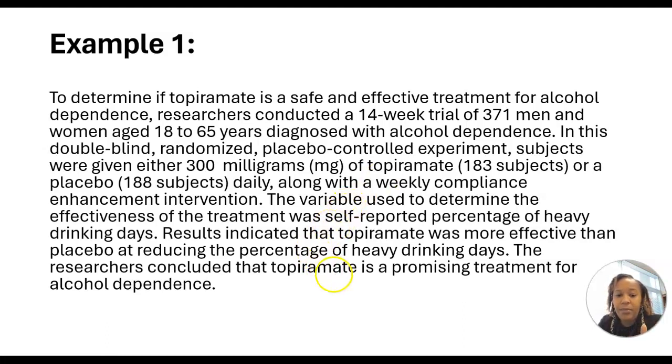Alrighty. Now the variable used to determine the effectiveness of the treatment. So now at the end, the participants are self-reporting the number or the percentage of heavy drinking days that they had during this 14-week trial. And so in the end, the result was that topiramate was more effective than the placebo at reducing the percentage of heavy drinking days. So now let's jump into some questions.